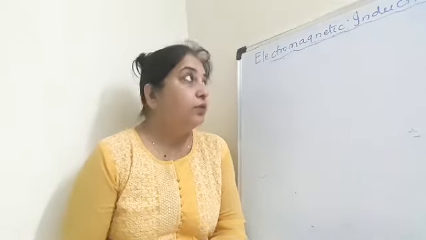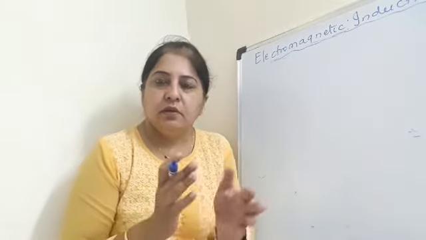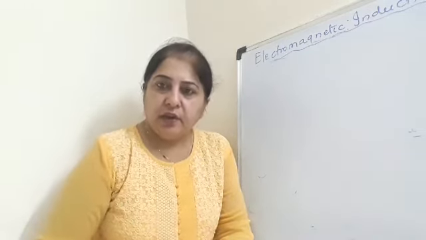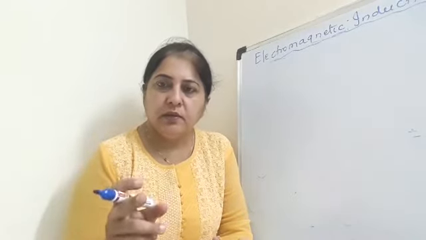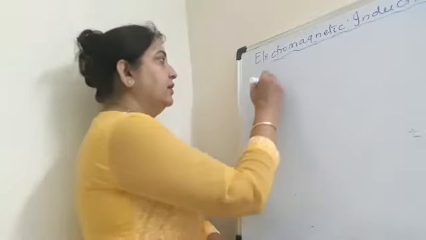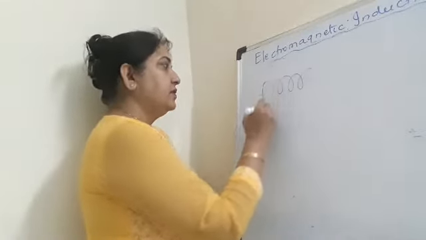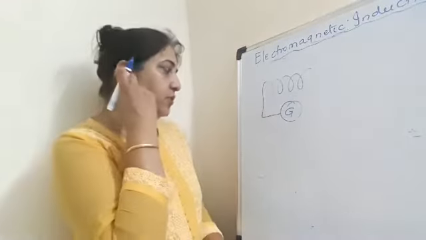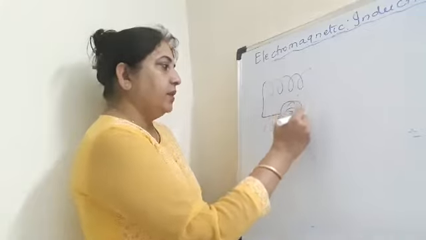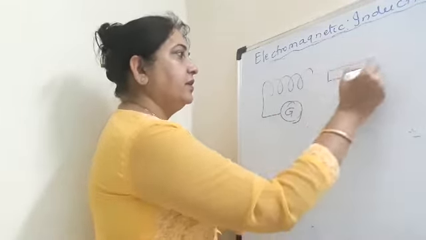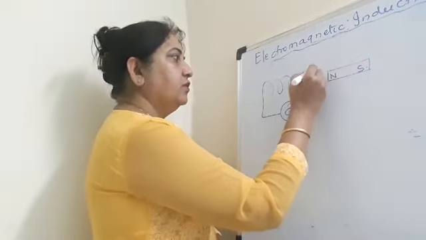Children, yesterday I told you that the phenomenon of inducing a current in a coil, when it is subjected to a magnetic field, is called electromagnetic induction. We did an activity with a coil attached to a galvanometer. A galvanometer, I told you, is an instrument which detects the presence of the current, right? And there is a bar magnet placed here with north and south poles.